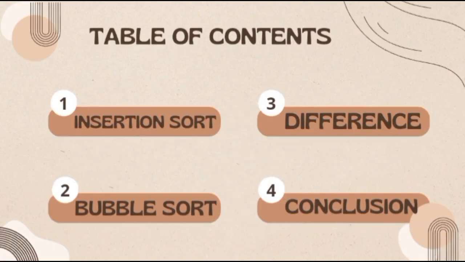There are 4 points in the table of contents. 1 is insertion sort, 2 is bubble sort, 3 is the difference between insertion sort and bubble sort, 4 is conclusions.